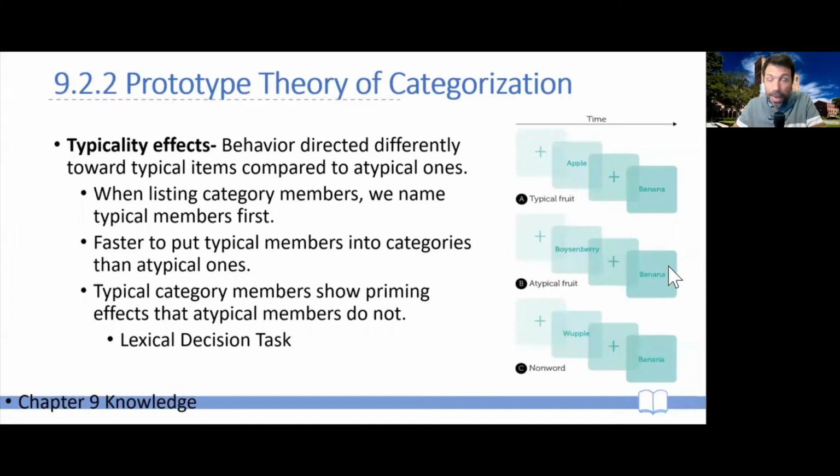And remember, all you're saying is, is this string of letters a word or is it not? So if the preceding word is a typical member of a category and the following one is also a member of that category, people are faster at responding, compared to if the preceding word is not a typical member or if it's just a non-word. So very clearly, our mind treats typical exemplars differently from atypical exemplars.